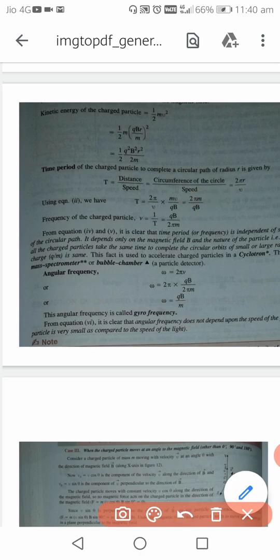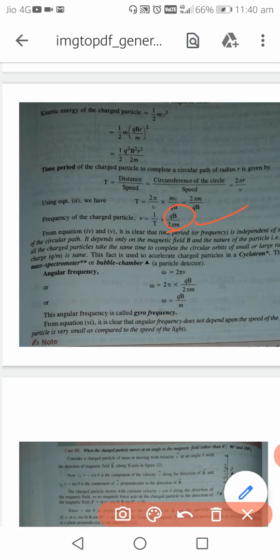Okay, done. Next, after this expression, will be the angular frequency omega. You got this in class 11. Omega means 2 pi nu. Nu is the frequency, so 2 pi will remain as it is, and you substitute the value of frequency here. You will get qB by m. This is the angular frequency. This angular frequency is also called gyro frequency.